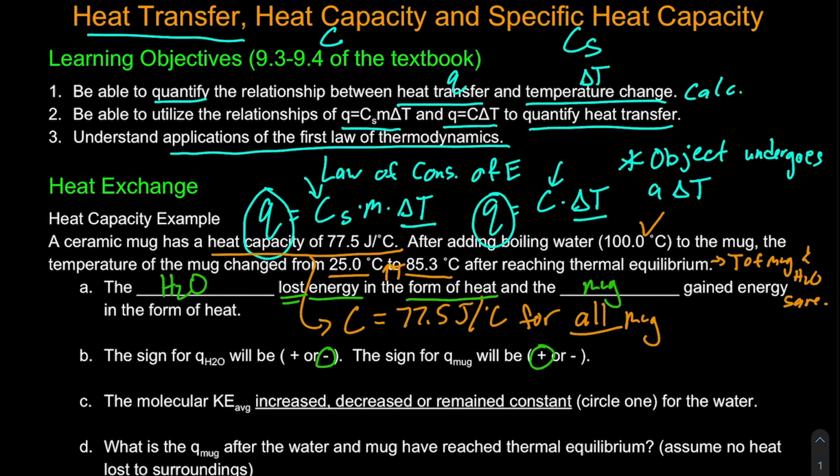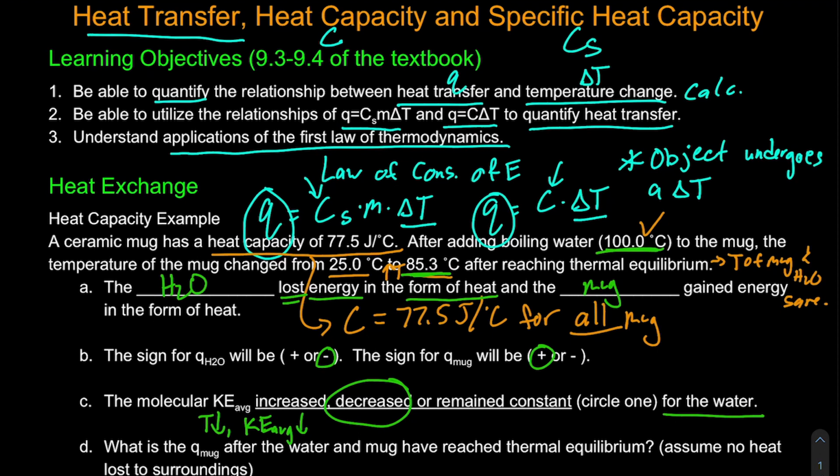Now we connect this back to some of the previous things we've talked about, the molecular kinetic energy of the water. So the water went from 100 degrees Celsius down to 85.3 degrees Celsius. Its temperature decreased, which means its average kinetic energy decreased as well, because we know that those two are directly proportional to each other. Now the amount of kinetic energy that it lost is equivalent to the heat that's transferred.